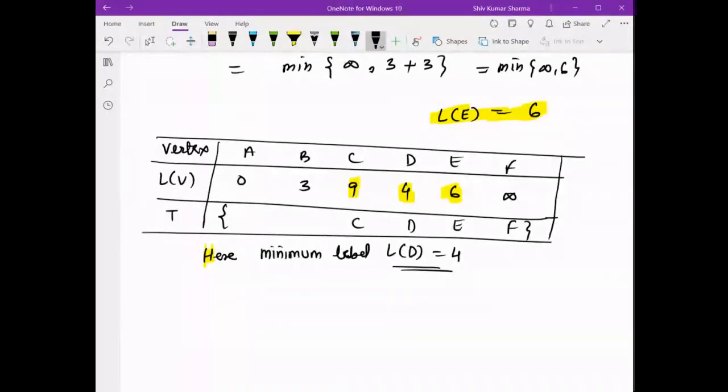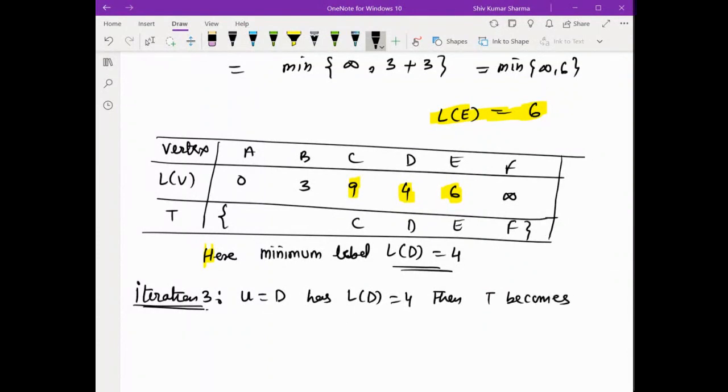So we start with iteration number 3. So iteration number 3, that is U equal to D, with level of D equal to 4. Then T becomes T minus D.